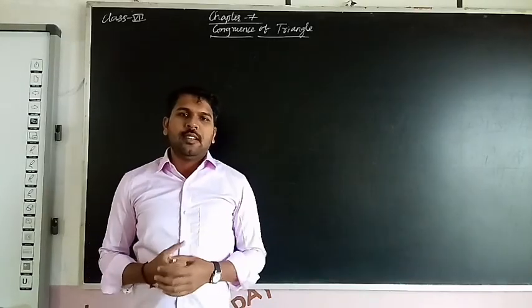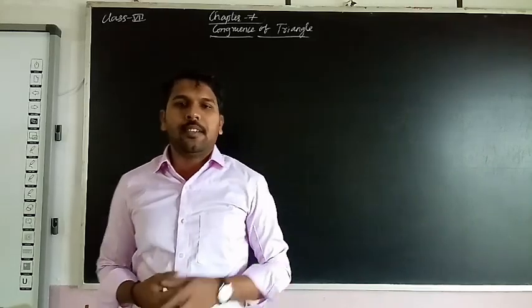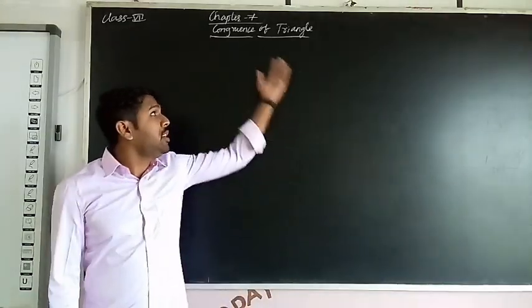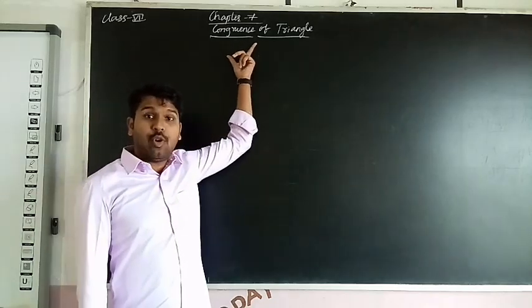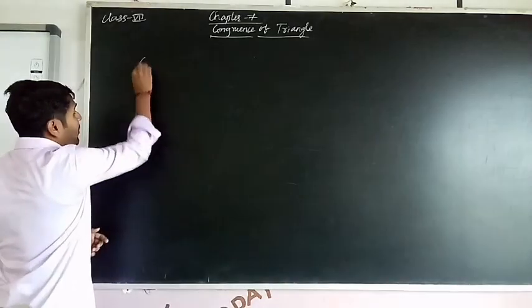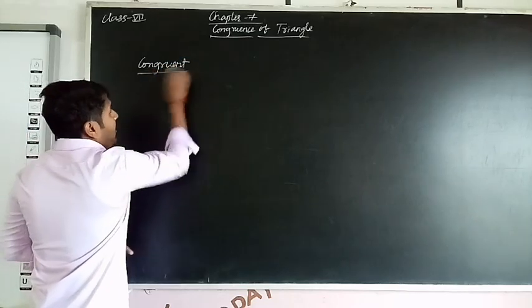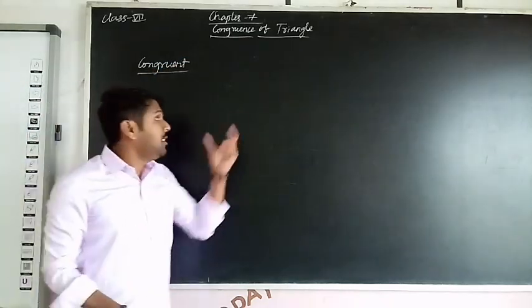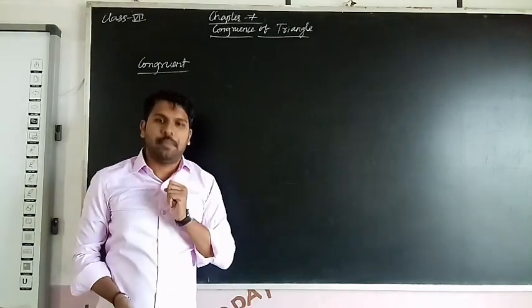Hello my dear students, today we are going to start a new topic, that is components of triangle, 7th chapter. So you already know the triangle. So what is meant by congruent? Congruent means the figures which have the same size and same shape.